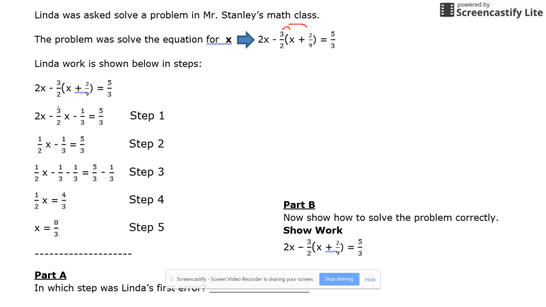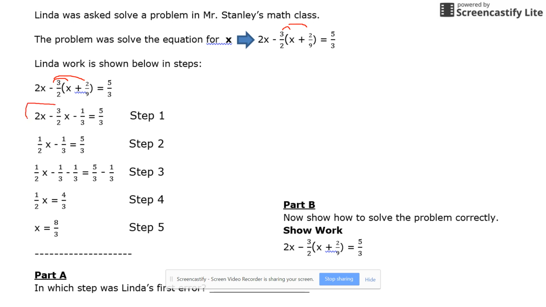So step one, checking to see if there's a distributive property. Should be -3/2 x, and -3/2 times 2/9. Did that happen? That's a good question. -3/2 times 2/9 is 6/18, which is 1/3. And so they're both negative. That's good.